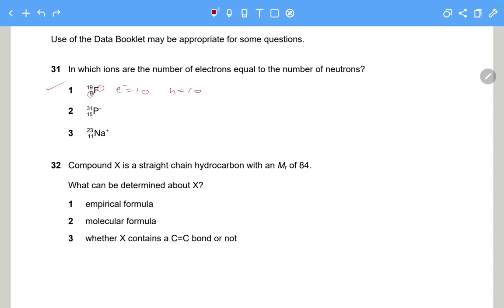Then for the second one, the number of protons is 15, but the number of electrons is 16 because of the negative charge. And the number of neutrons is 31 minus 15, which is also 16. And that's also one of the correct answers. And then for sodium ions, Na+, the number of electrons is 11 minus 1 because of the positive charge, which is 10. Electrons is equal to 10. And the number of neutrons is 23 minus 11, which is equal to 12. So this is not the correct answer. So we go with B.